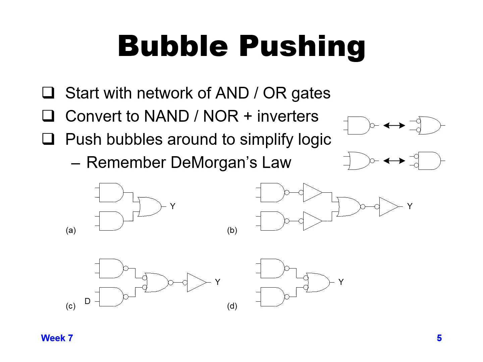The previous two examples bring up the topic of a term called bubble pushing. So what we can do is we start with a network of AND and OR gates, then we convert the AND and OR gates to combination of NAND gates or NOR gates plus inverters. And then we start pushing the bubbles around and using De Morgan's law to try and simplify the logic into a lesser number of gates.